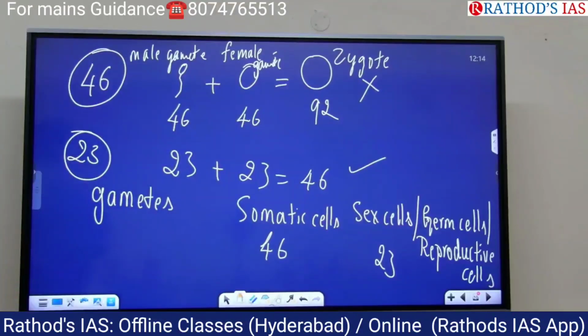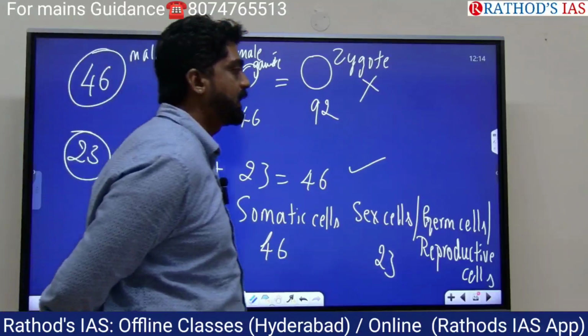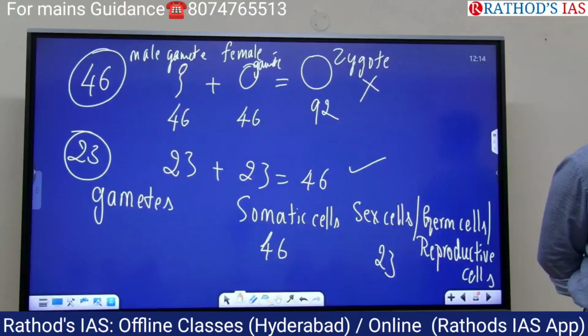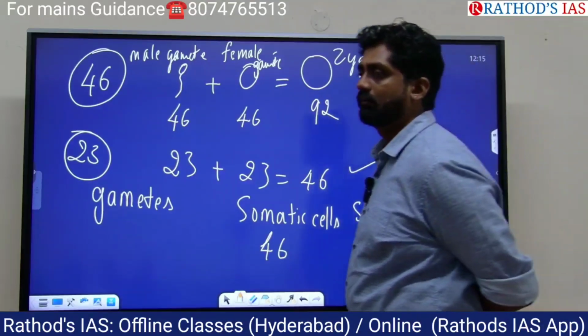Sperm is present in male, hence it's called male gamete. Egg is present in female, it's called female gamete. So the gamete and gamete fuse to form what? Zygote. And zygote will develop into embryo. Embryo will develop into fetus and baby. Clear? Why are we discussing this chapter?